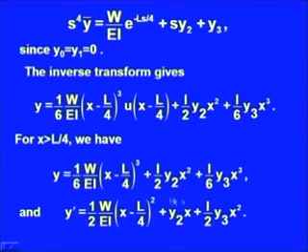Now, let us take the derivative of this. So, dy by dx of this equation will give us 1 by 6 into W over EI into 3 times (x minus L by 4) whole square. After simplification we get the first term like this, and then 1 by 2 into y2 into 2x. So, the second term after simplification gives y2 x, and the third term after simplification will give us 1 by 2 into y3 into x square.